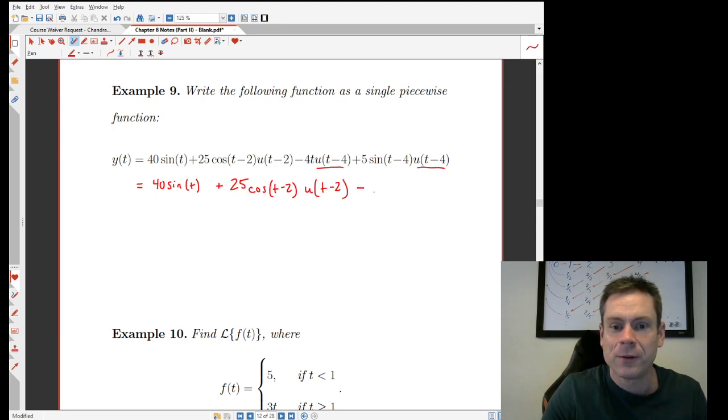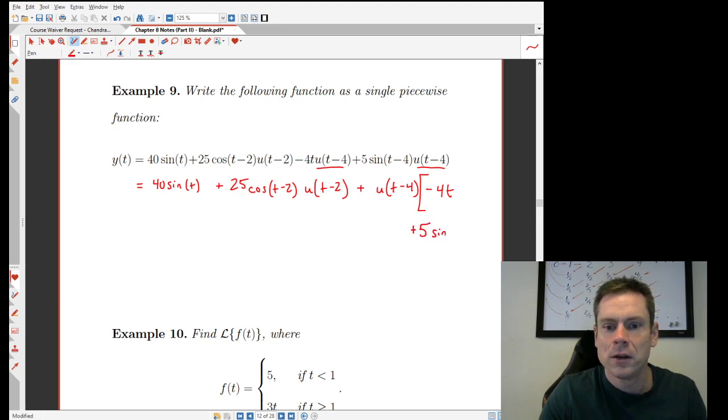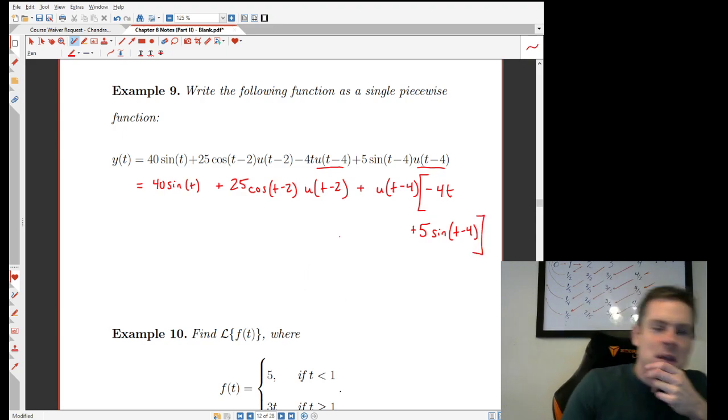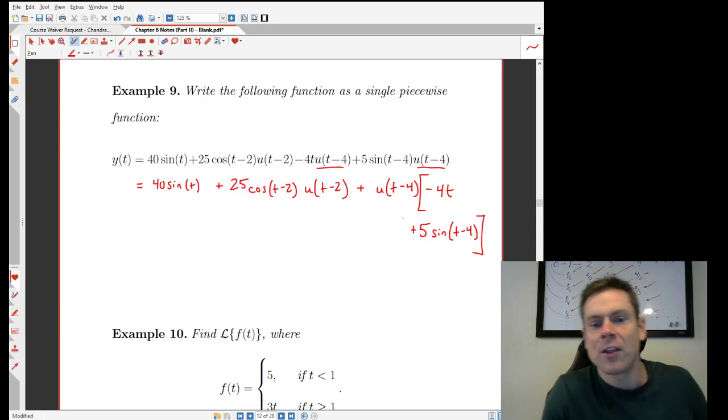And then same here, I could write u of t minus 4 and then factor out the behavior attached to that. So if I write a plus u here, then I don't mess up the signs. I have a minus 4t from the looks of it, this first term right here, and then plus 5 sine of t minus 4, like this. Okay, I just ran out of room there, so I needed to start another line.